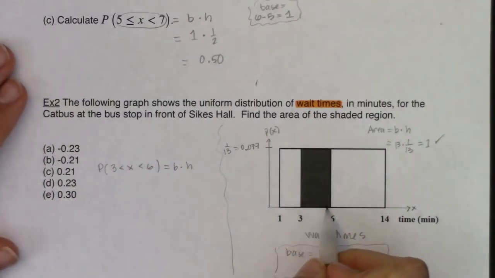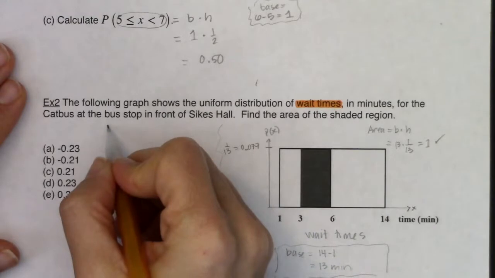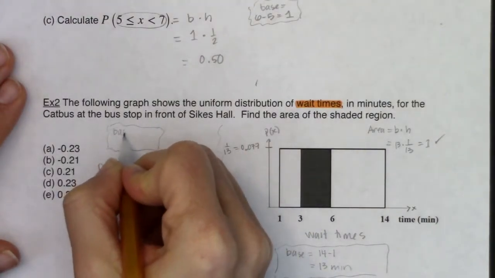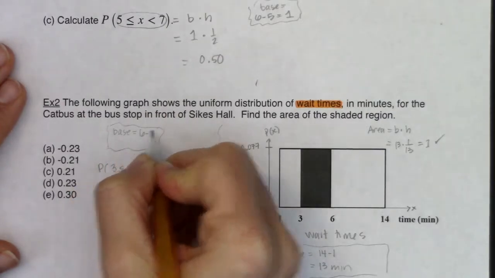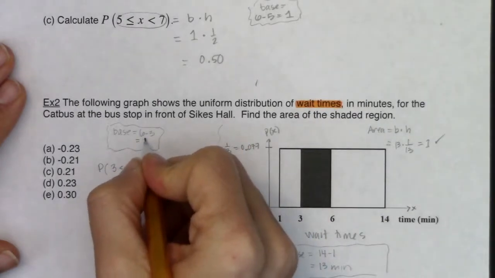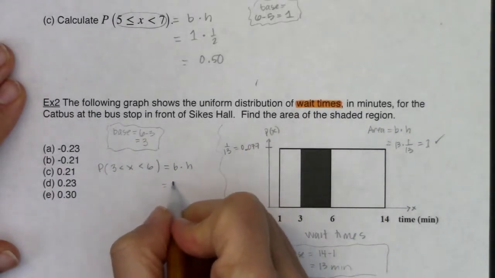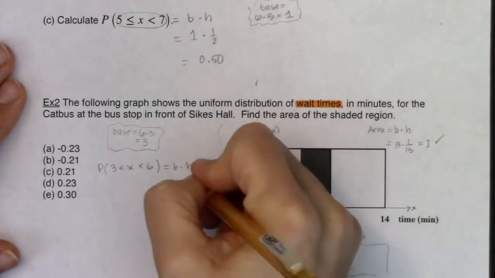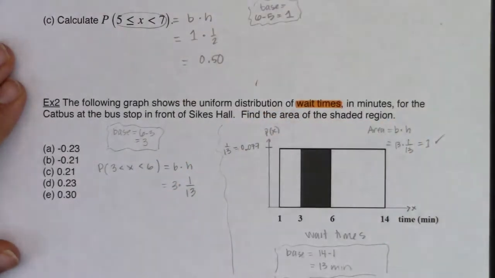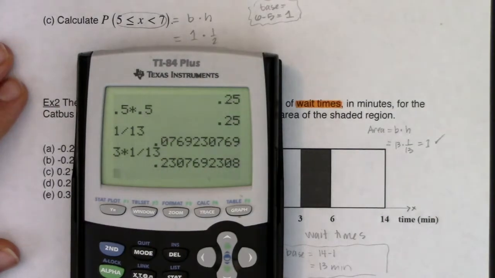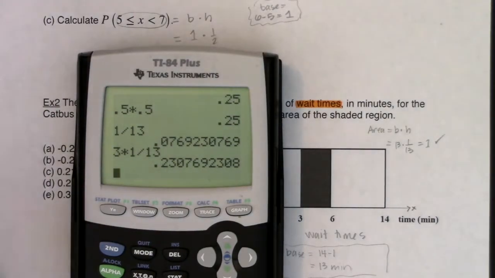All right, what is the base of this rectangle? So the base of my rectangle for this particular problem is going to be 6 minus 3, right? High minus low, not the overall range, but the range of the shaded rectangle, which is 3. All right, so my base in this particular interval is 3. The height is 1 over 13. And I will calculate that on my calculator. Let's see what we got. We got 3 times 1 over 13. We are looking at about 0.231.